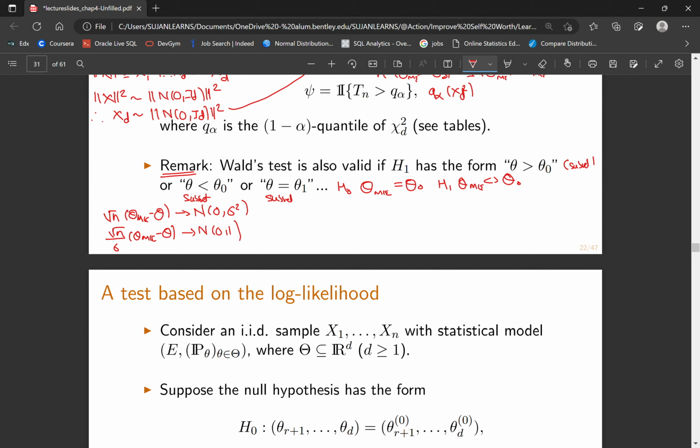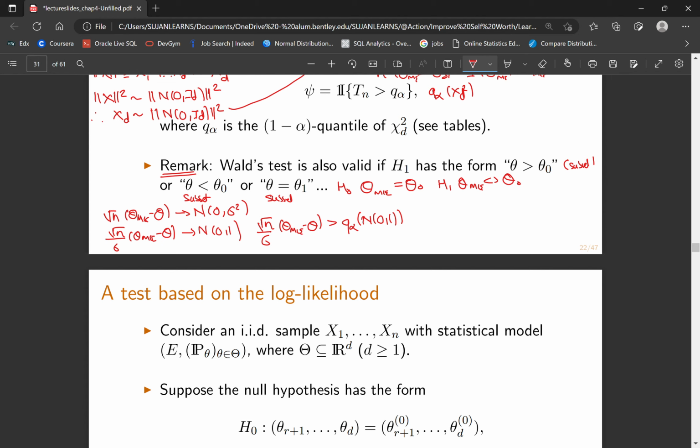And now, what would be the test of this? The test would be something like this: delta equals indicator of square root of n times (θ_MLE minus θ) greater than some q alpha of a standard normal. Okay, this would be the test.